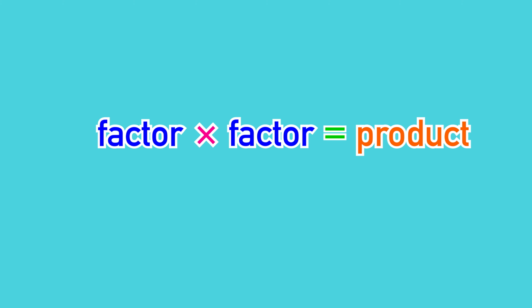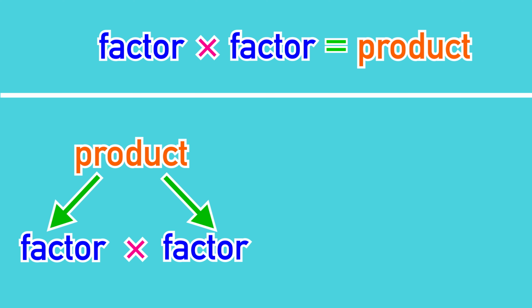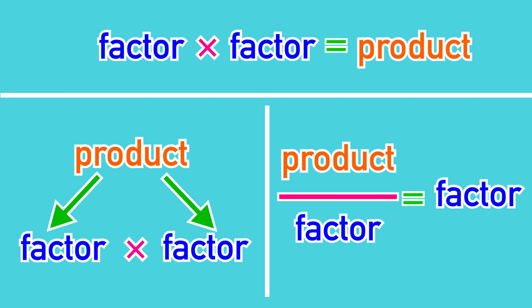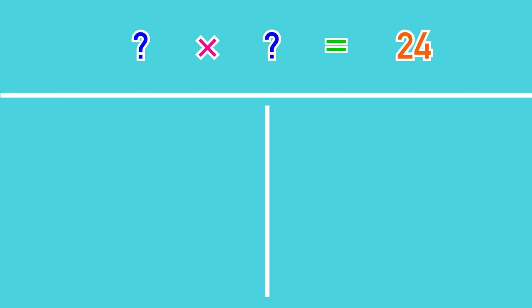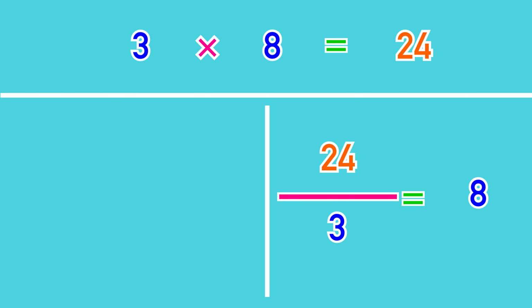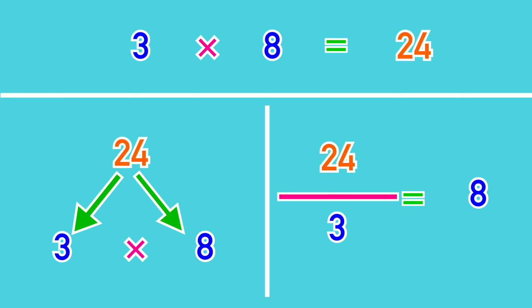Remember that factors are numbers that multiply together to make a product. So when we factor a number, we break it back down into those values. We can also think of factors as numbers that will divide evenly into a value or be the result of such a division. If I were factoring the number 24, I would ask what numbers multiply to get 24. One answer would be 3 and 8. We could also say that 24 divided by 3 is 8. So 3 and 8 are factors of 24.